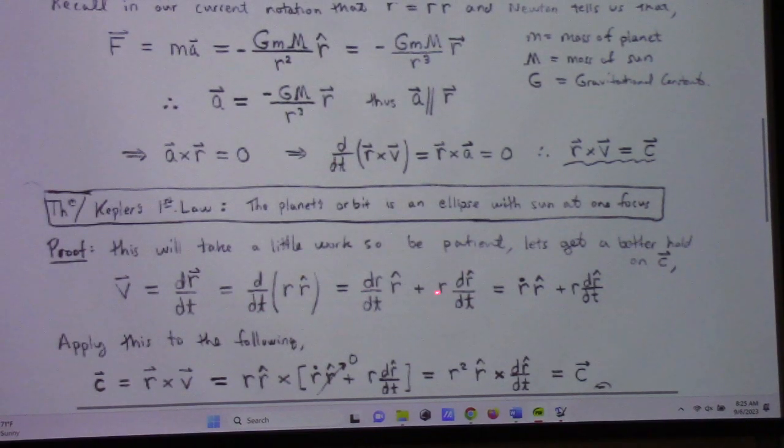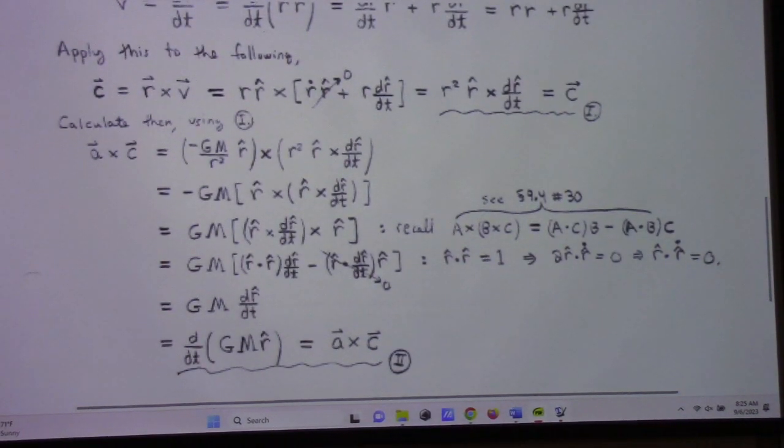dr/dt r hat plus r dr hat/dt. Here, both r, the radius, and r hat, the direction of the radial vector, are functions of time. So when we differentiate, we have to do product rule, all right? Now, if we plug that into our constant vector formula, that gives us c is this, which is that, and then we take the cross product of this, and we get this lovely formula for c, namely r squared r hat cross dr hat/dt. So well, what good does that do us? Well, hang with me here.